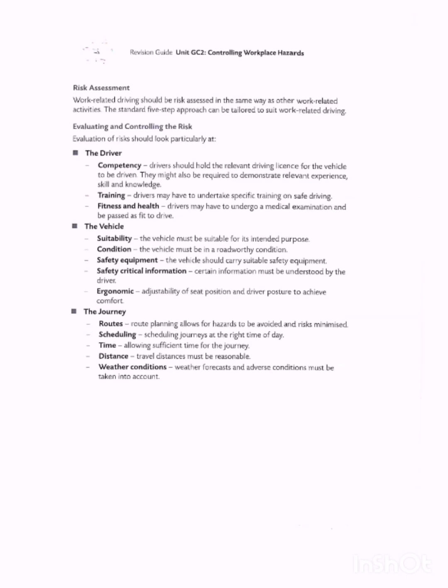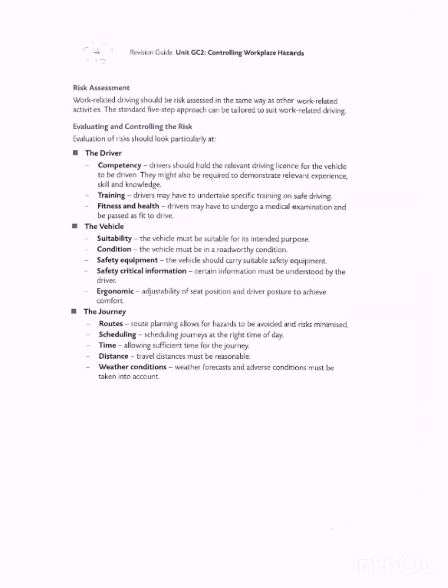Then we're talking about ergonomics. Ergonomics simply means the adjustability of the seat, seat belt position, and the driver posture to achieve a comfortable position, right? So this vehicle should also have flexibility, the seat should have flexibility, so the driver is able to have a correct posture, right? Then we're talking about point number 3, the journey. What is the journey here? The journey is the route. We have the route, the schedule, the time, the distance, and weather condition. But I'm going to deliberate on the journey step by step.